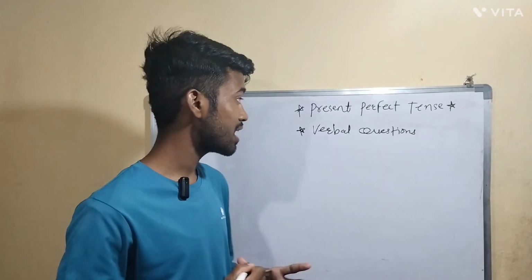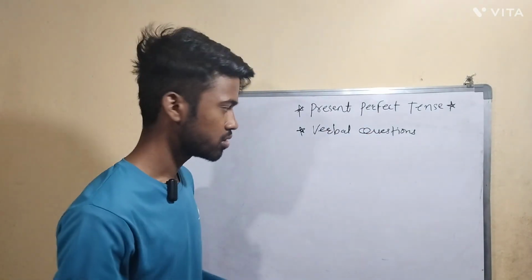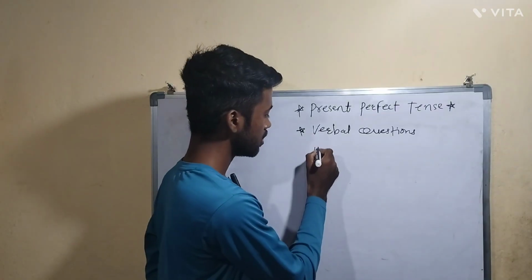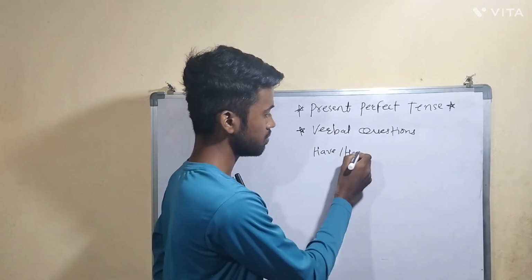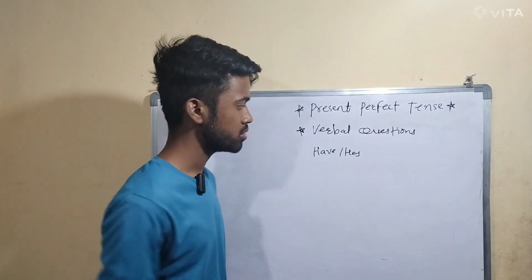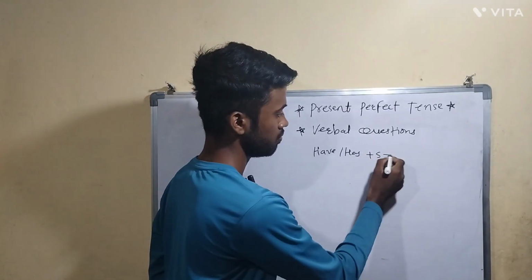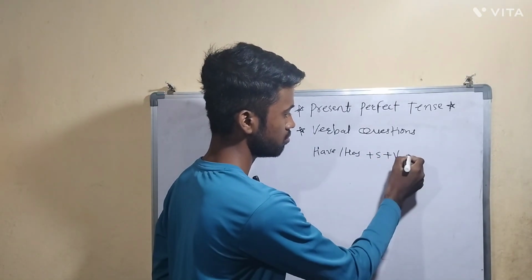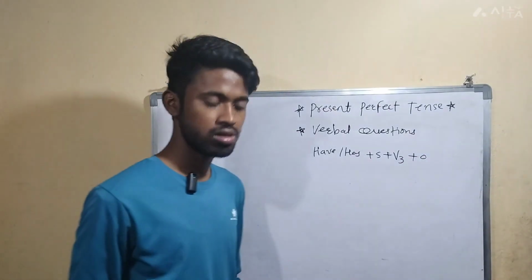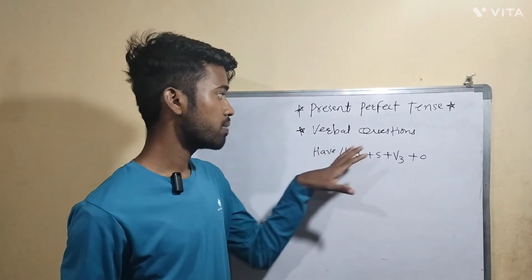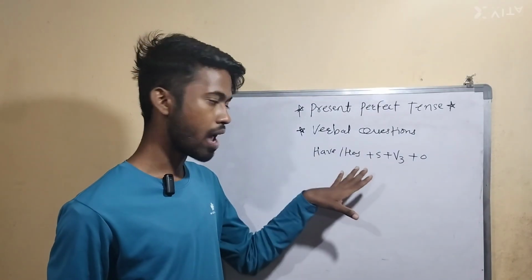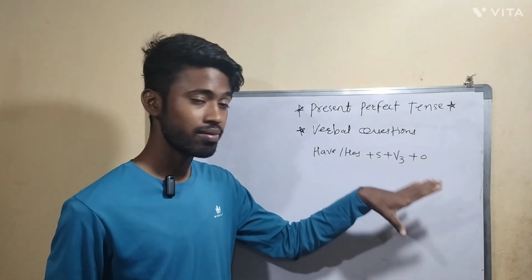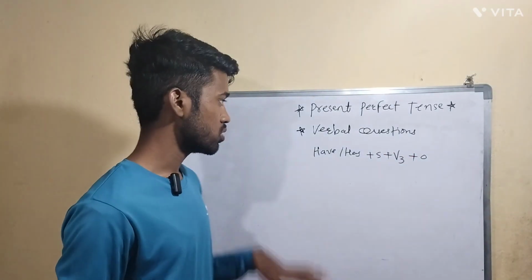So, what helping verbs are there in present perfect tense? Here the helping verbs are have and has. So it must start with have or has, plus subject, plus third form of verb, and in the last the object. So this is the structure for verbal questions in present perfect tense. Have or has plus subject plus third form of verb plus object.